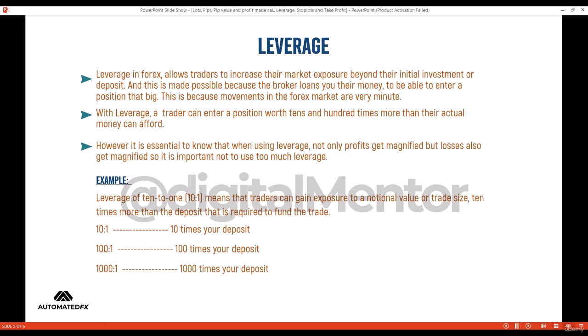Now that will be it for this lecture on leverage. I'm sure you can now understand the downsides and upsides of leverage and how good or bad leverage can be. Now in the next video, we'll be talking about other concepts like the take profit, the stop loss, and so on and so forth. Hope to see you in the next.